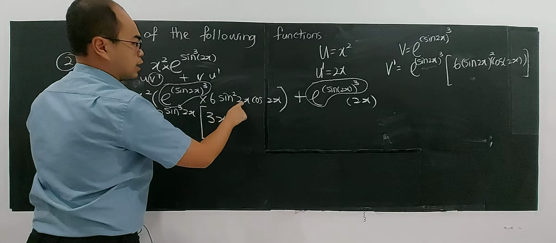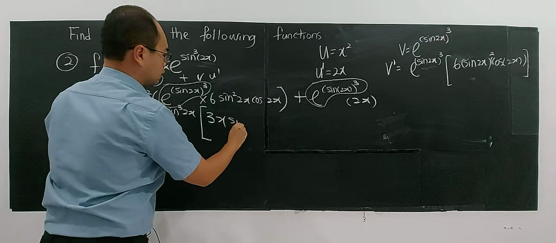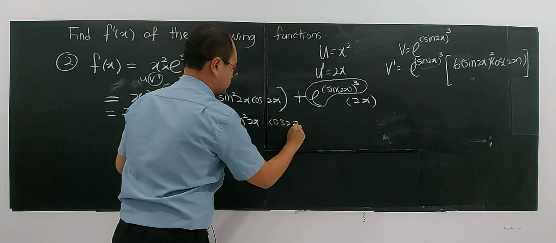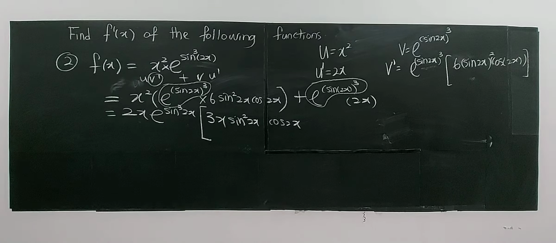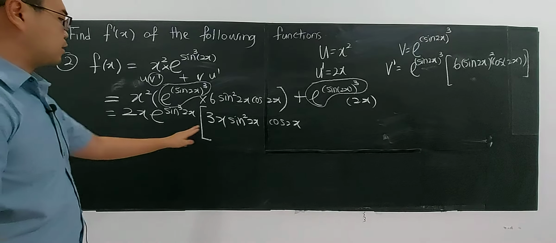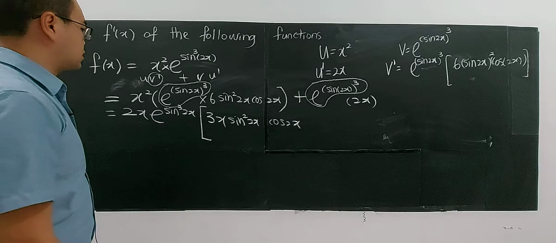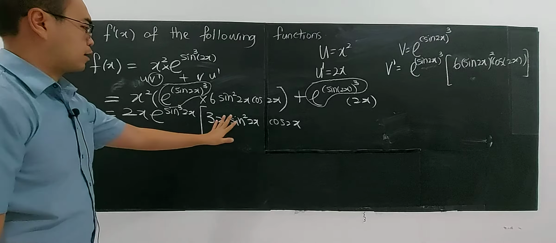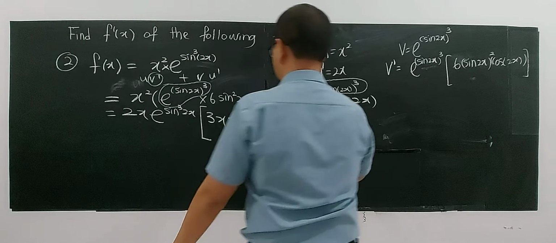So from here we have sine square 2x cos 2x, right? Sine square 2x cos 2x. So if you multiply back 2, 3, you have 6 here. So x square. So okay, I double check first. Okay, done. So for this part I have done.